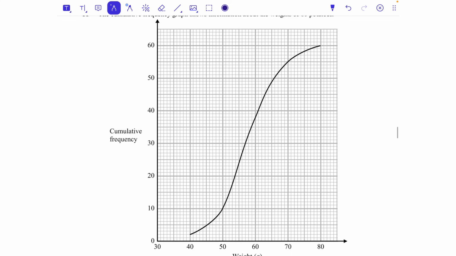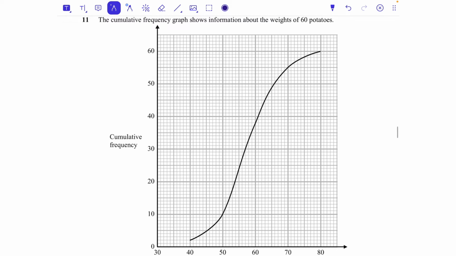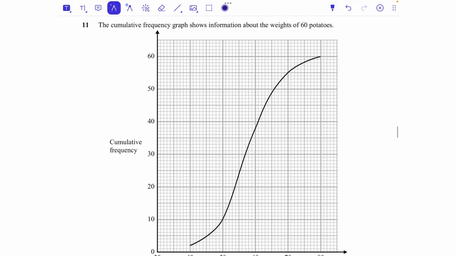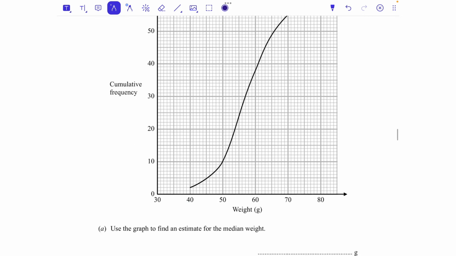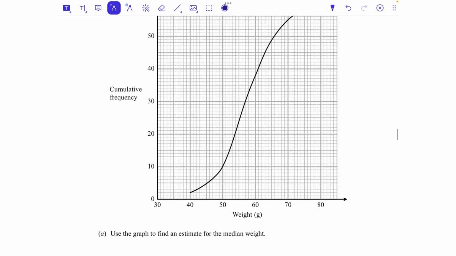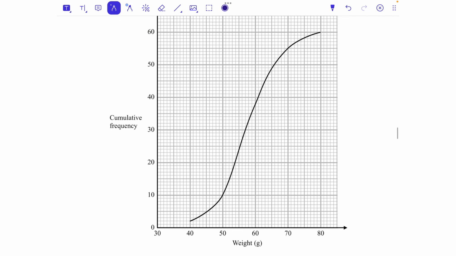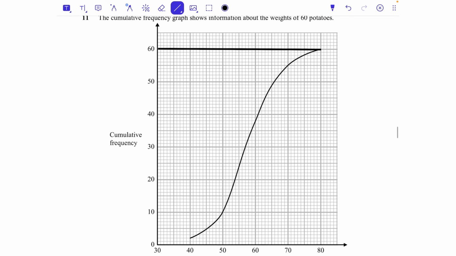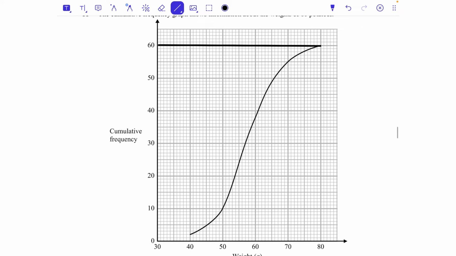Okay, question number 11, we've got a cumulative frequency graph, a topic that we're going to see most years, I think, on the exam papers. So the cumulative frequency graph shows information about the weights of 60 potatoes. Use the graph to find an estimate for the median weight. So if we want the median and there are 60 potatoes, a cumulative frequency graph works such that the weight of the 60th potato would be 80 grams.